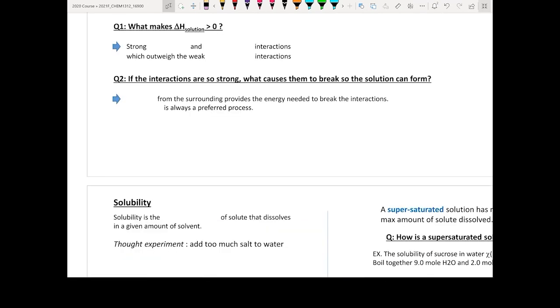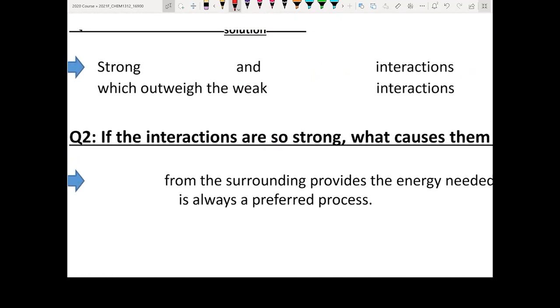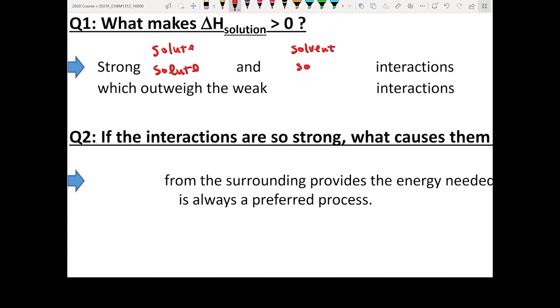Here is a summary about the sign of your delta H. If your delta H of solution is positive, what it really means is that you have strong solute-solute and solvent-solvent interactions. Basically, the first two terms, which break apart your solute and your solvent molecules, outweigh the weak solute-solvent interaction. Under these conditions, you are going to have a positive delta H.